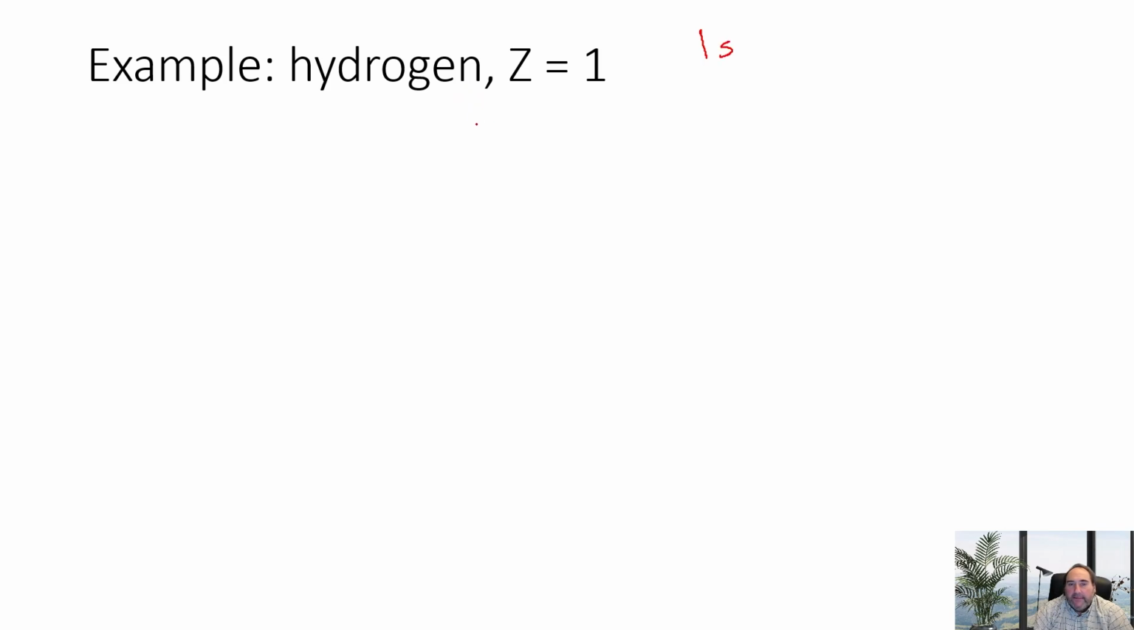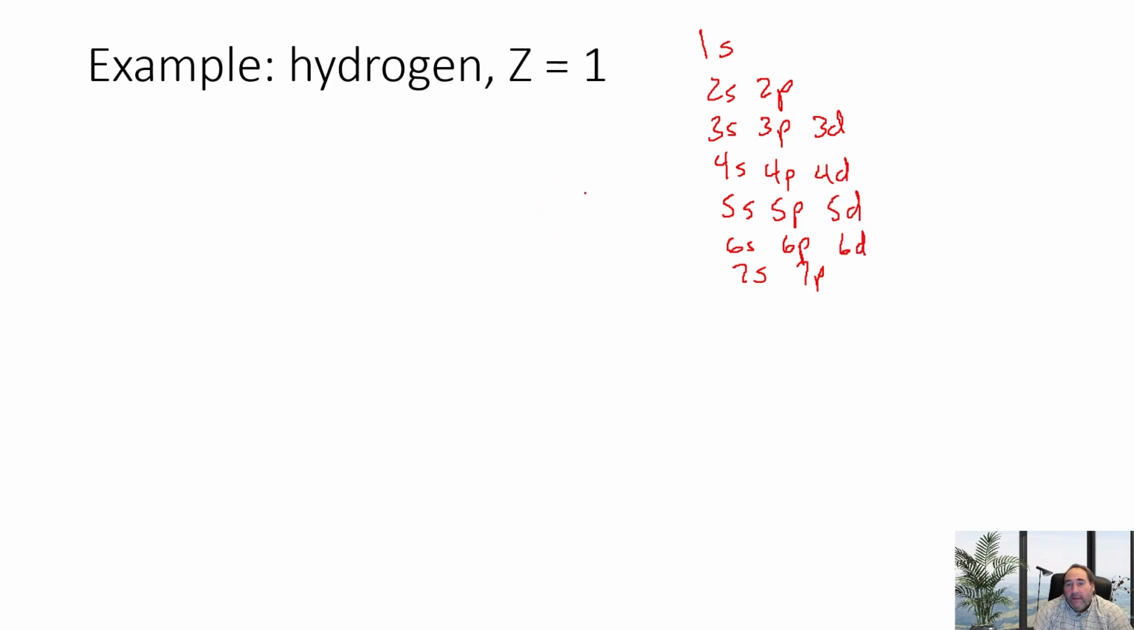So we have our 1s, 2s, 3s, 4s, 5s, 6s, 7s, and then again, p starts on the second, p starts on the third, and f starts on the fourth.